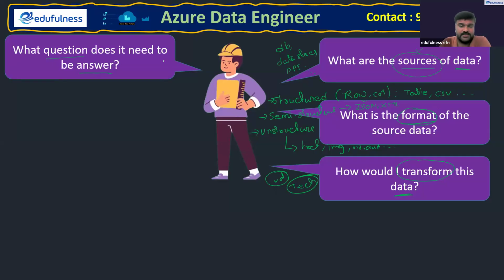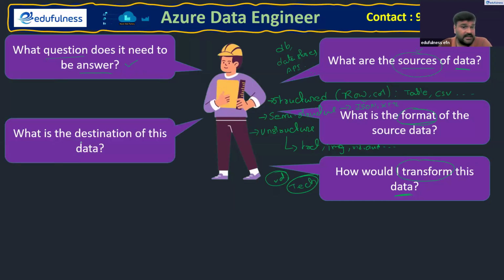It is simply like monthly sales category wise, product wise, likewise simple questions will be there. So what question does it need to answer ultimately? That also you should get the clarity. In fact, this is the very important thing you should get the clarity.